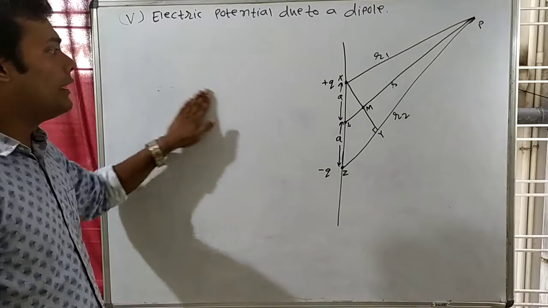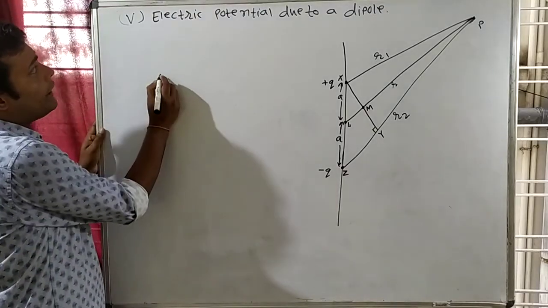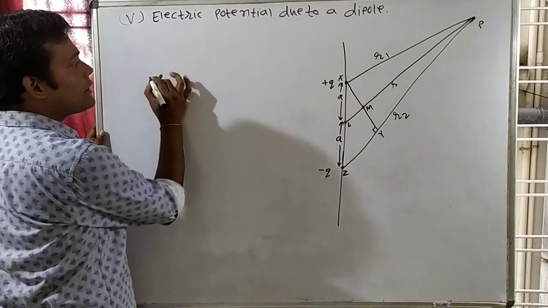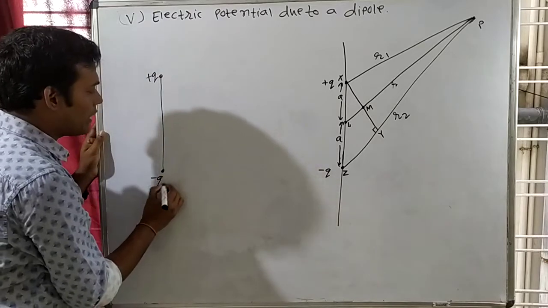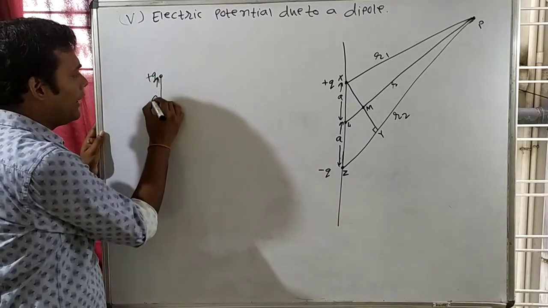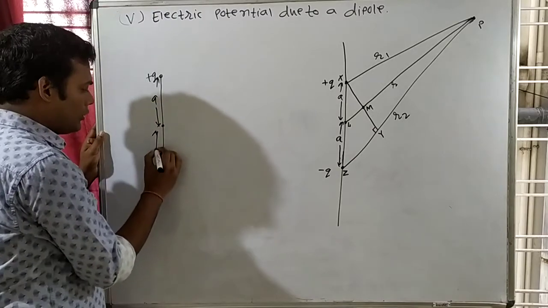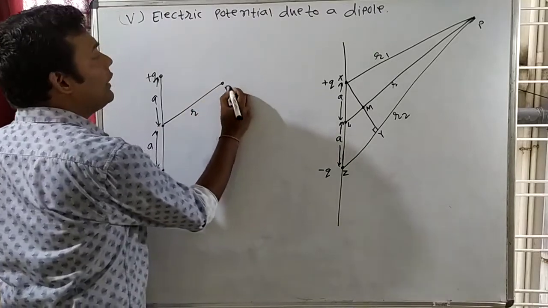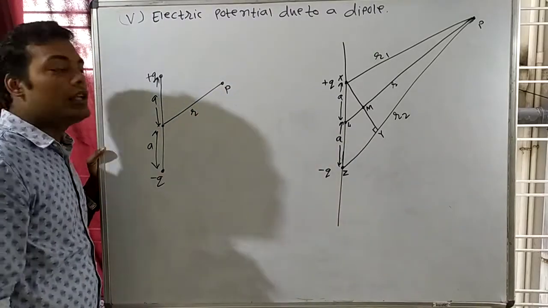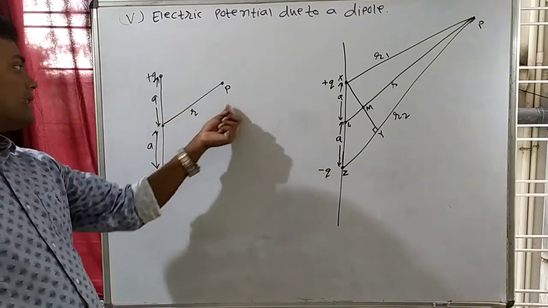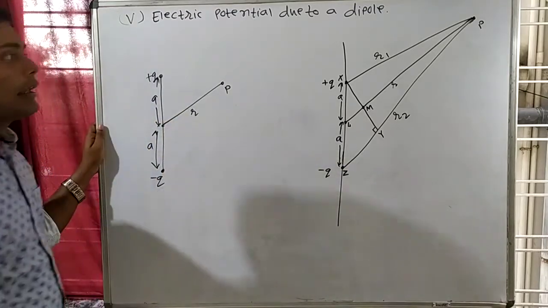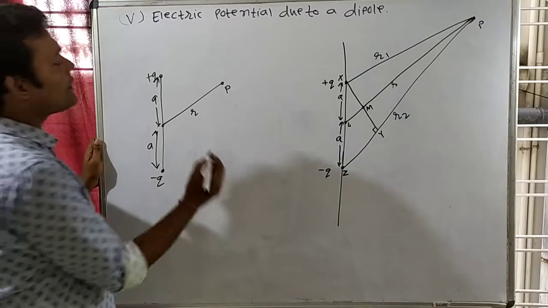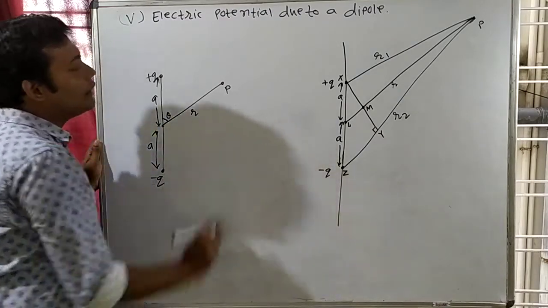Now see what we have to find. Let's say this is a dipole, this is the positive charge, this is the negative charge, separated by a distance. Let's say this distance is a and this is also a. So a plus a becomes 2a, and let's say I have taken any point P. The distance of point P from the center of the dipole is r. This is r. Let's say this angle is theta.